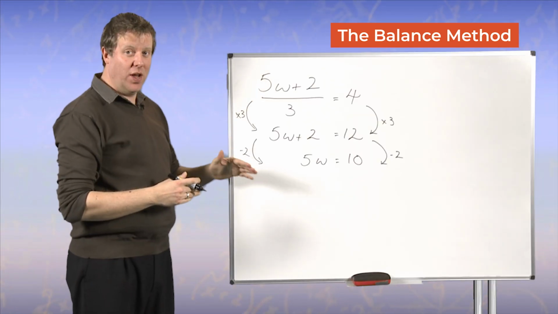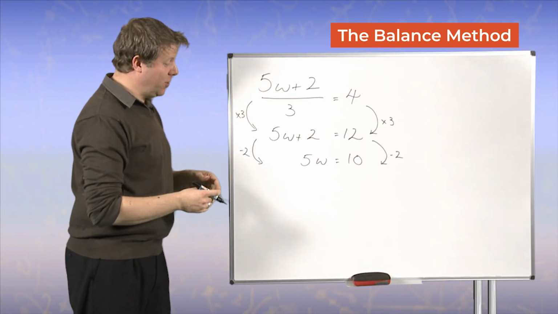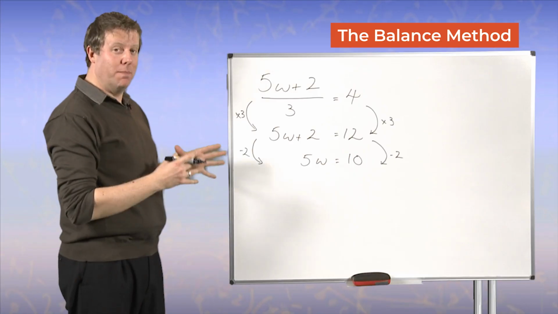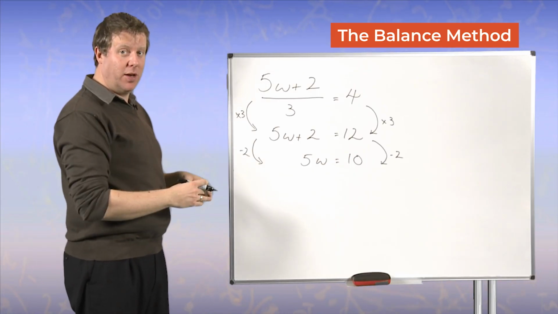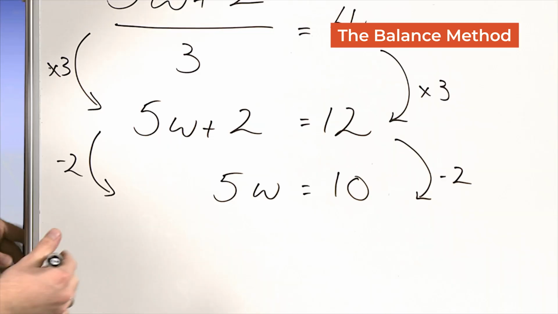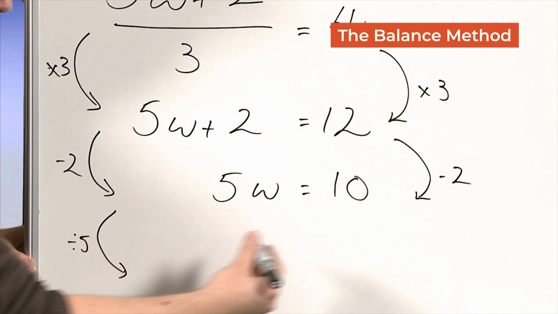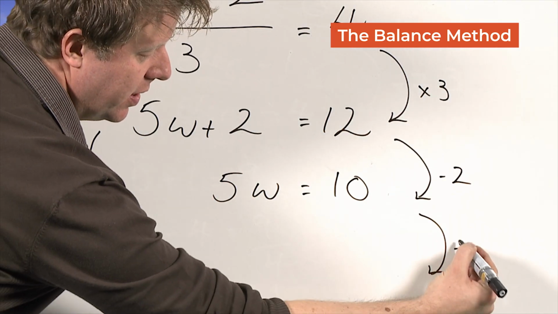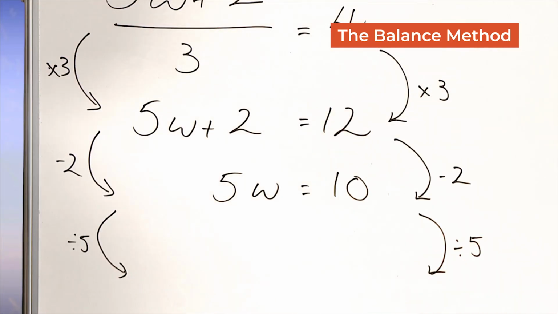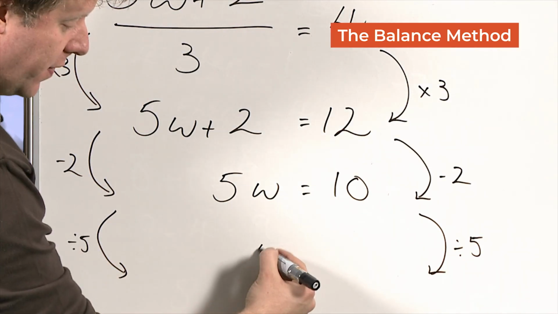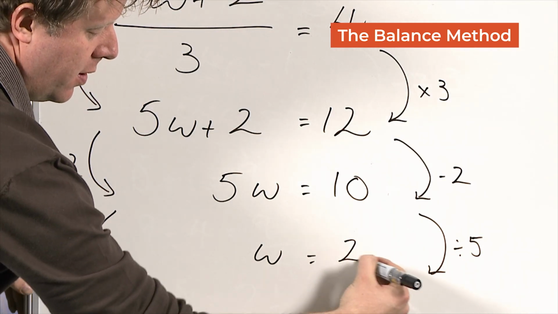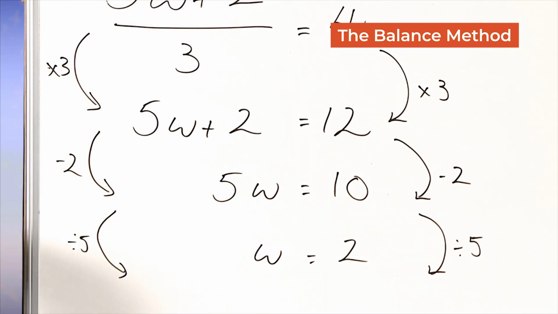So now we're into our final line of working out. We need to remove that 5. Well, at the moment, it's 5 multiplied by w. So the opposite of multiplying by 5 is to divide by 5. And doing it to both sides will give us a final answer of w equals 2.